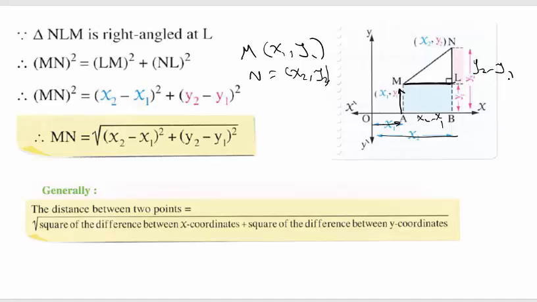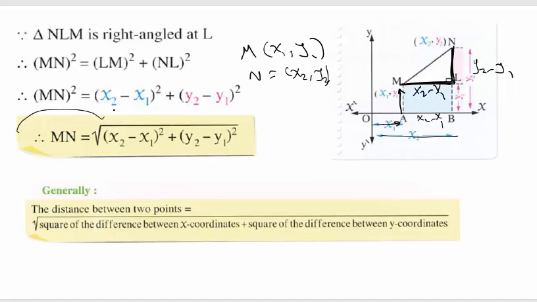So to find the distance between M and N, I will use the Pythagoras theorem, which says that to find the hypotenuse, we put a square root on the sum of the squares of the two sides adjacent to the right angle. So I can say that MN equals this side to the power 2 added to this side to the power 2. As we said, this side is x2 minus x1 and here y2 minus y1.